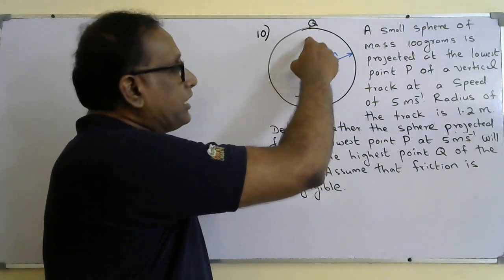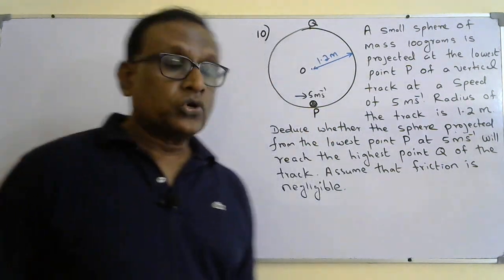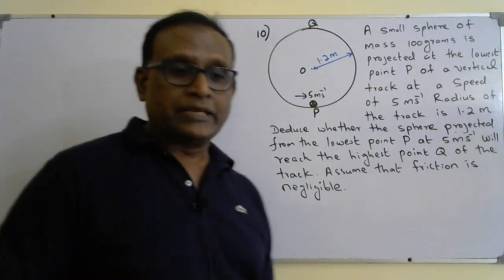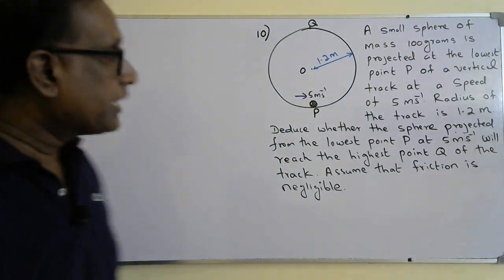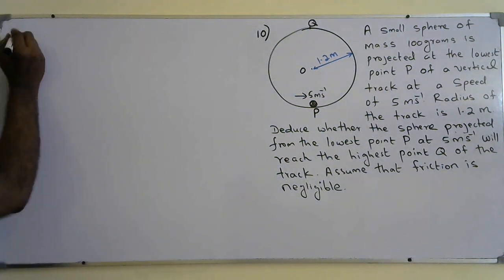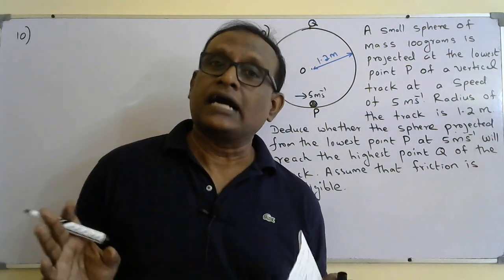So to reach the Q, the initial speed should be above a particular value. So is it enough? Is the speed of 5 meters per second enough to reach the highest point? That's the question. Okay, so for this, first we should find the required minimum speed at the highest point.